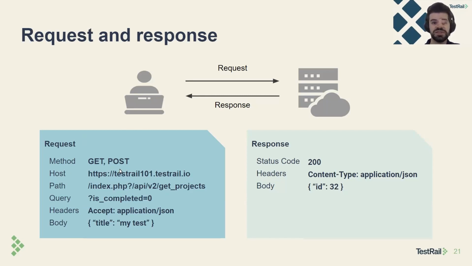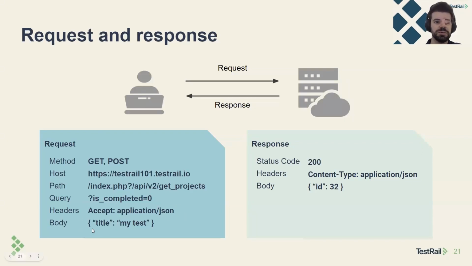Then you have your host. This is what you're targeting, and the path to your resource. So in this case, we would be targeting the get projects endpoint, which would return the projects. You can also have query parameters, which would be attached to the URL over here. For instance, you can filter your projects so you just want projects that are not completed, the projects that are still active. You can also send some headers like accept, so the API knows what you are expecting as a response, and it will send you a response, in this case in JSON.